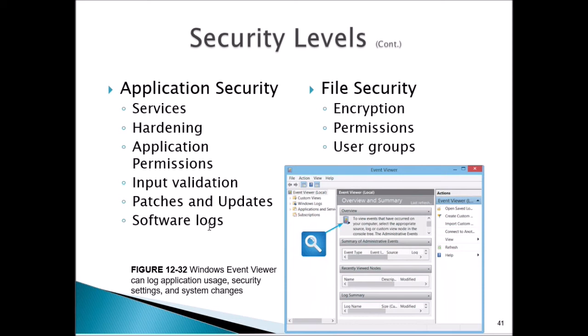File security: important files should be password encrypted. You can use multi-factor encryption. Permissions need to be considered. User groups need to be considered, and that can be done in this example here. It's showing the event viewer that has to do with the logs on Windows.